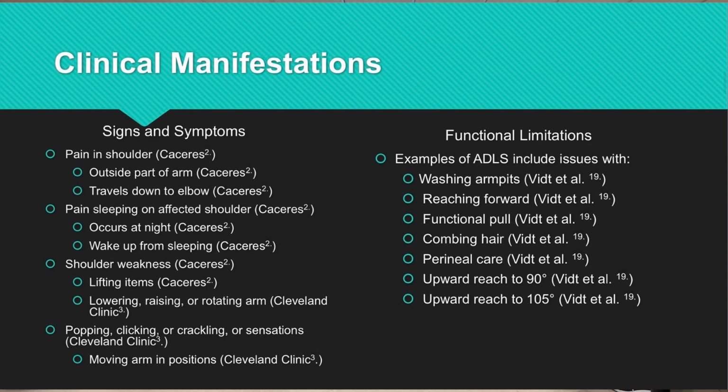Some functional limitations that I found within the studies were on simple ADLs, like washing your armpits, reaching forward, functional pull, external rotation for combing the hair, perineal care, upward reach to 90 and upward reach to 105. And what was found is that they used internal rotation more as opposed to external rotation. That led to more damage down the line within their rotators.